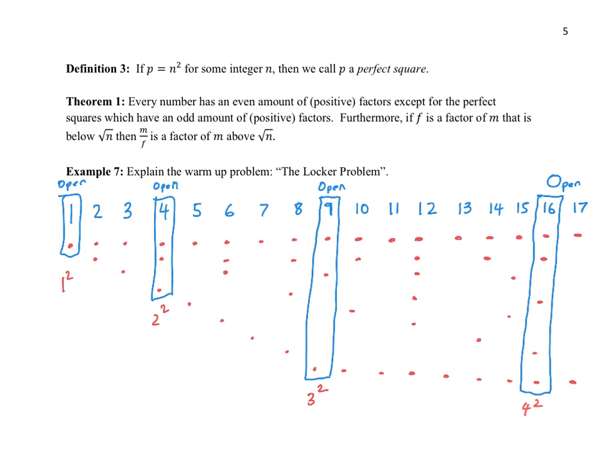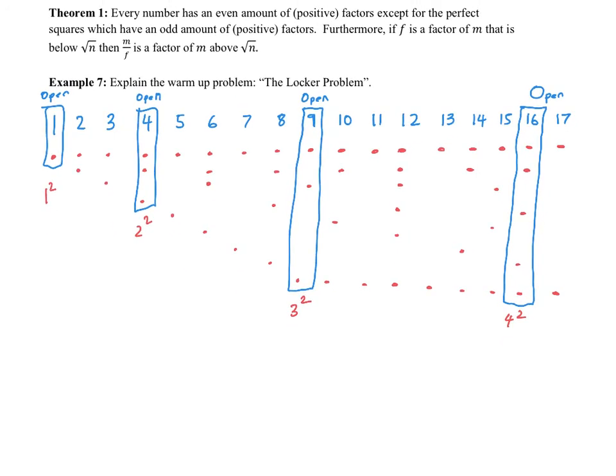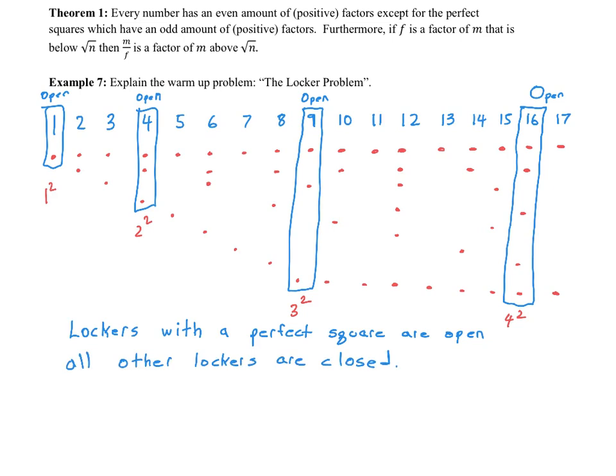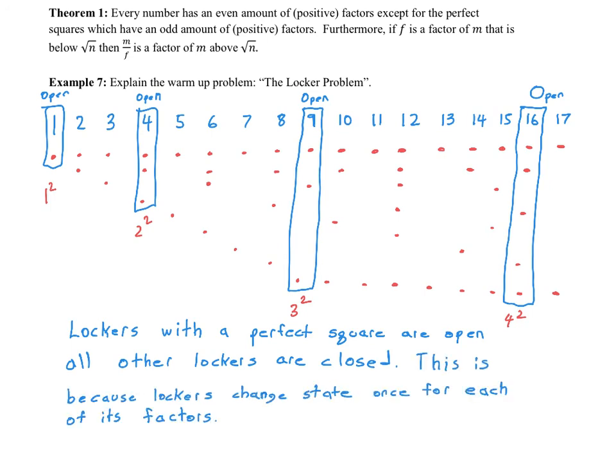So let's write a quick little conclusion to our problem. Lockers with a perfect square number are open, while all others are closed. And the reason for this is because each locker changes its state once for every one of its factors.